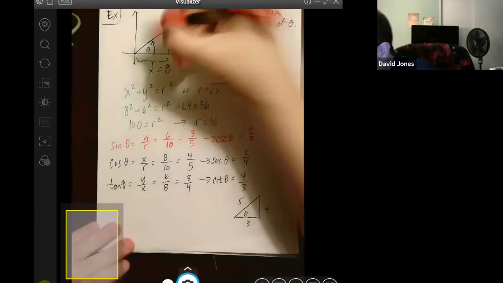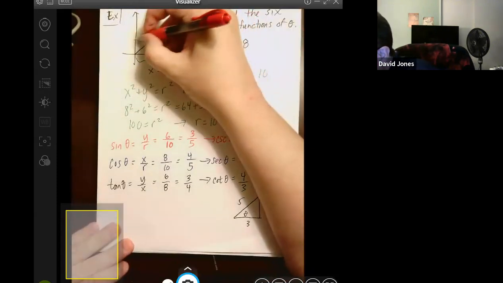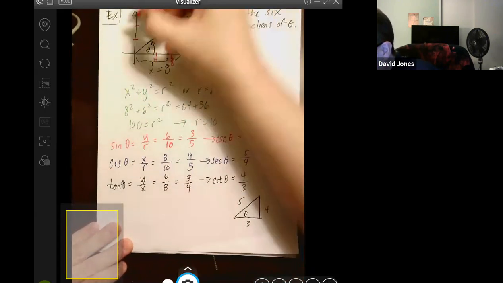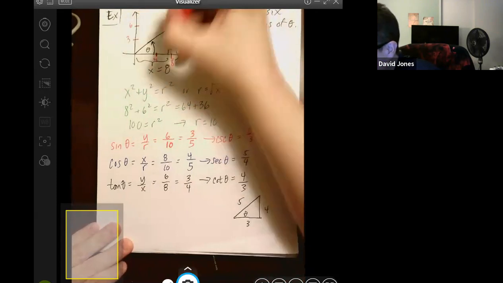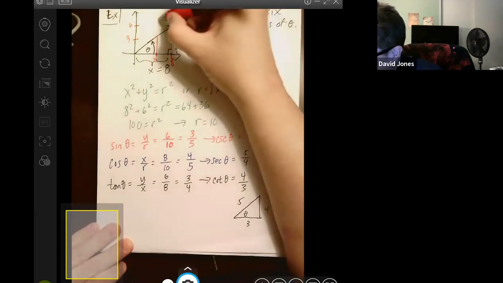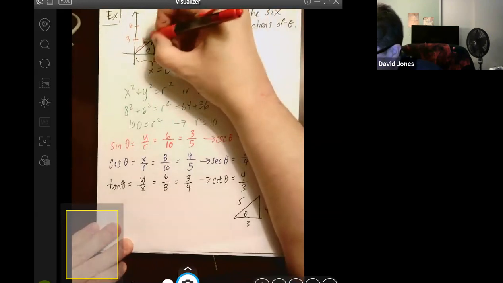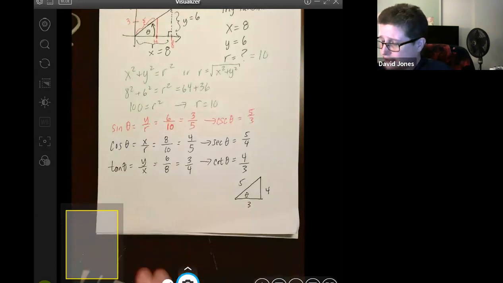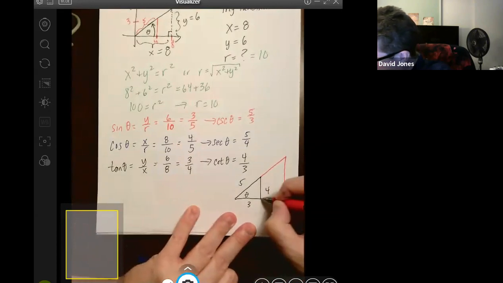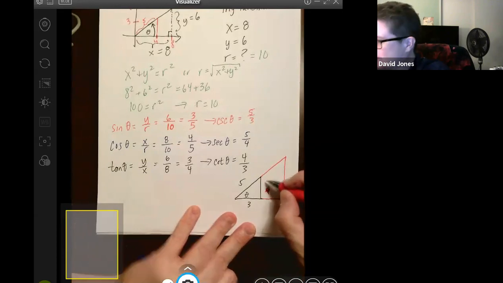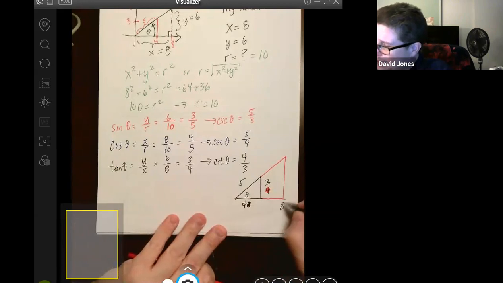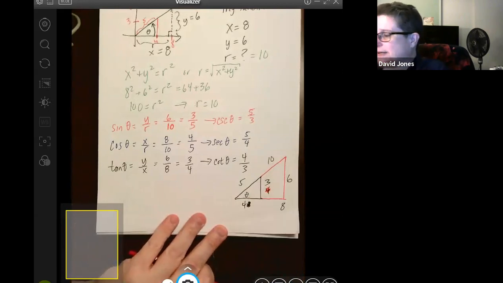Or if I go up here, so that's 8, this is 4, that's 6, this is 3. The whole thing is 10. This short part is 5. I have these backwards. This is 3 and this is 4. That makes this 8, this is 6, and this full length is 10.